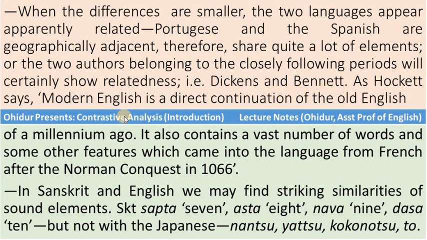As Hockett says, modern English is a direct continuation of the Old English of a millennium ago. It also contains a vast number of words and some other features which came into the language from French after the Norman conquest in 1066. In Sanskrit and English, we may find striking similarities of sound elements: sapta 7, asta 8, nava 9, dasa 10, but not with the Japanese nansu, yatsu, kokonotsu.